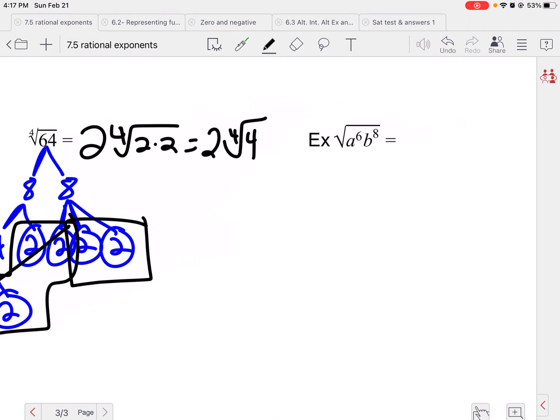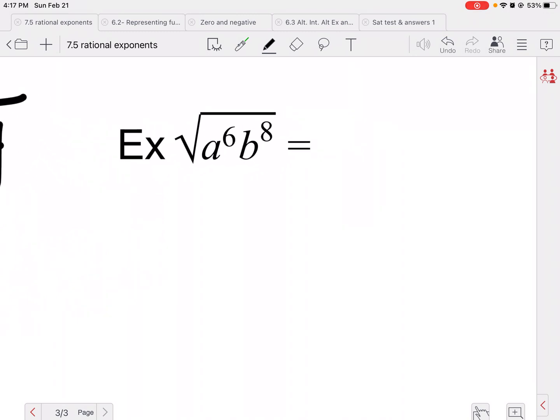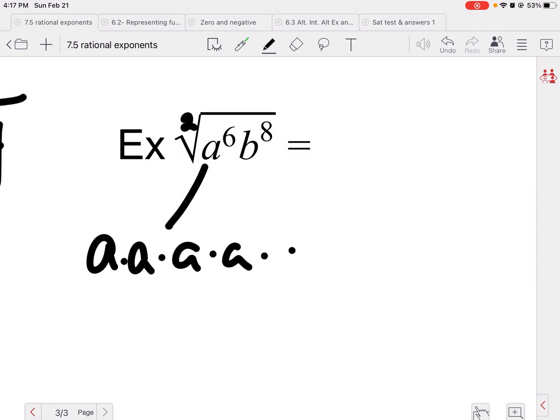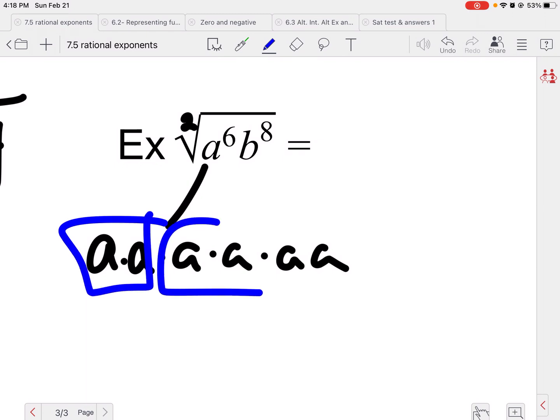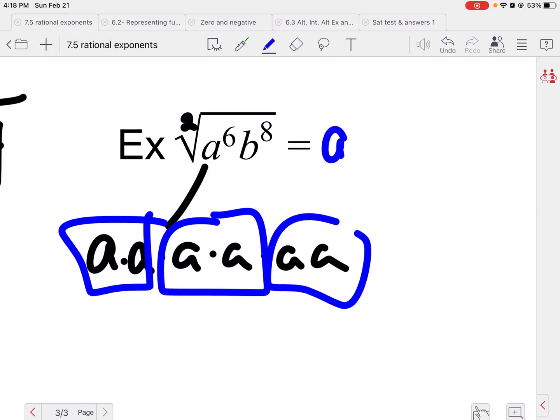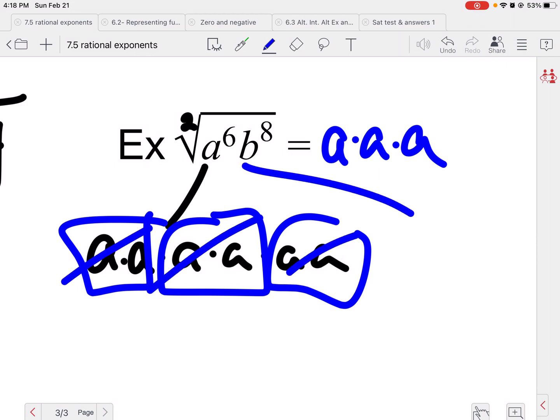All right. We can do the same thing with variables. So there's an invisible 2 here, so I need 2 buddies. Well, a to the 6 is 1, 2, 3, 4, 5, 6 a's, right? Well, here's a set of 2, here's a set of 2, here's a set of 2. So we're pulling out 3 a's.